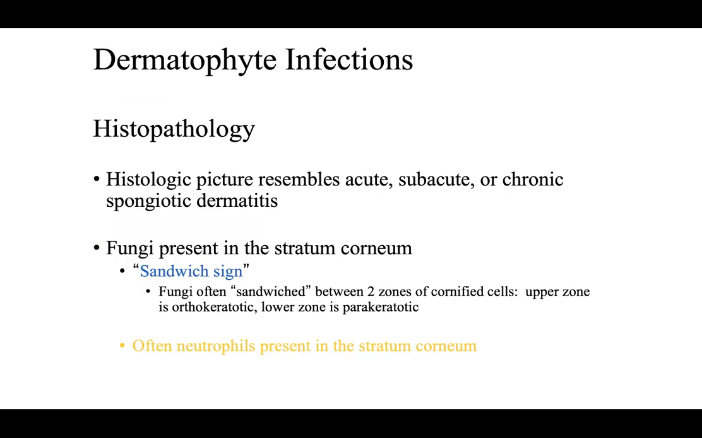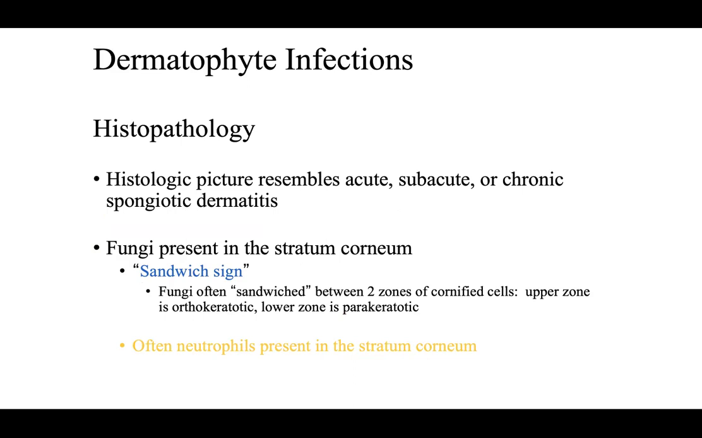Dermatophyte infections include on histopathology a special type of sign. It's called a sandwich sign. I'll bring your attention down here to this blue word, sandwich sign, where the fungi are often sandwiched between two zones of cornified cells. So you've got the upper zone, which is orthokeratotic. The lower zone is parakeratotic.